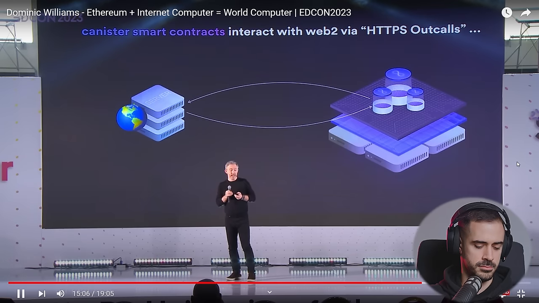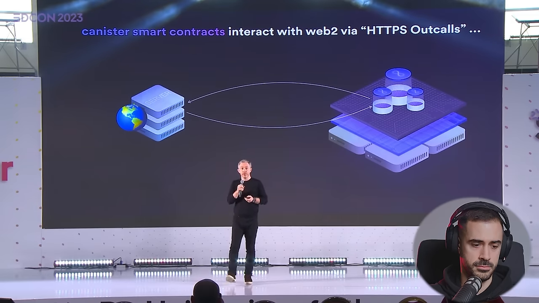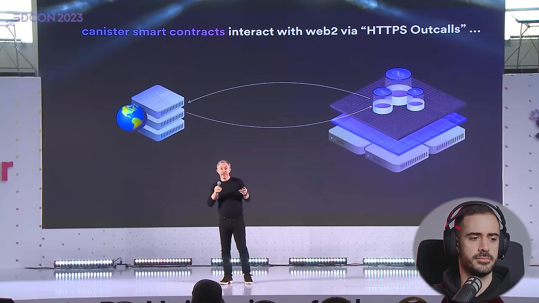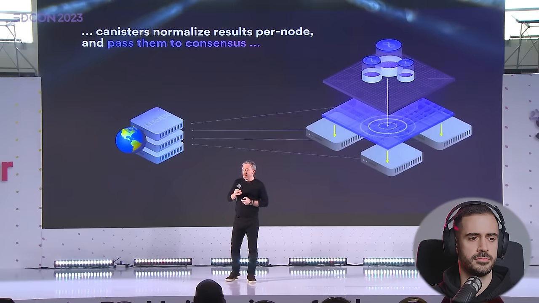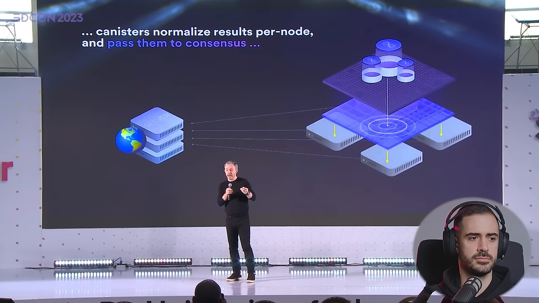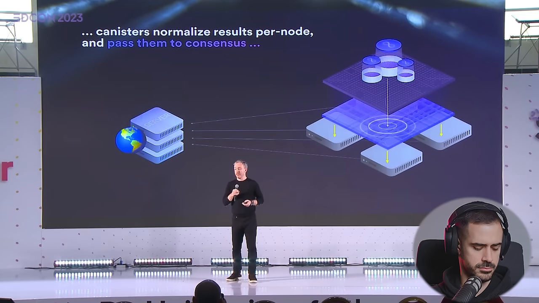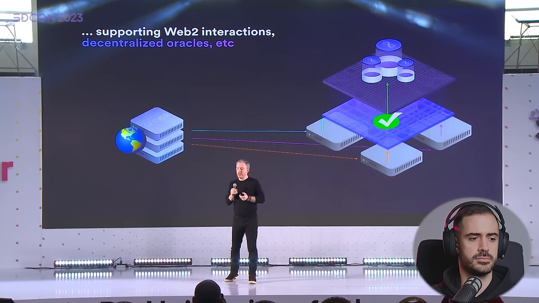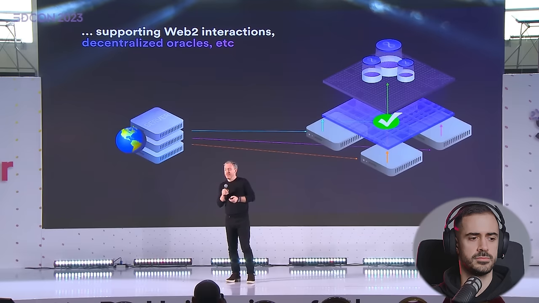Internet Computer canister smart contracts can interact with Web2 via something called HTTPS outcalls. And bearing in mind that this is being integrated at the network level with Ethereum, this means that Ethereum smart contracts will have the same functionality. And what happens is these canister smart contracts are run locally by the node machines, which normalize the results. The normalized results are passed to consensus. And if consensus is reached, it's passed to the smart contract. And that supports Web2 interactions and decentralized oracles and things like that. Arguably, you don't even need an oracle with this functionality.